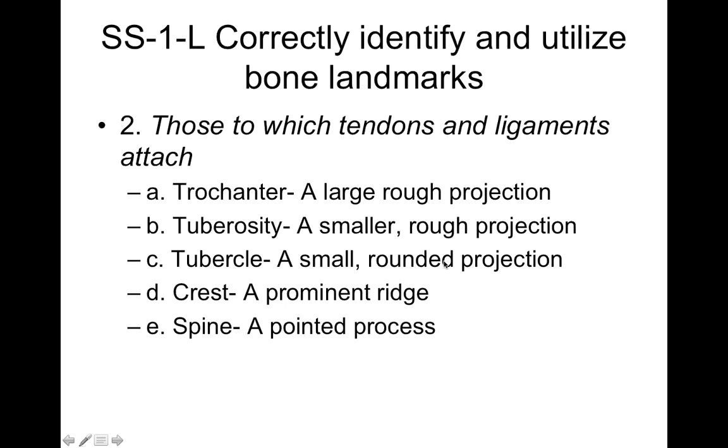Tubercles are small, rounded projections, and a crest is a ridge, like you'd feel on your shoulder blade. And the spine is also something you feel on your shoulder blade. The crest, a better example of the crest would be on your shin. Your shin bone has a crest on it.